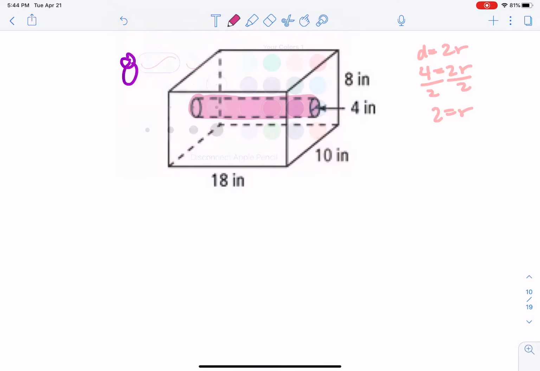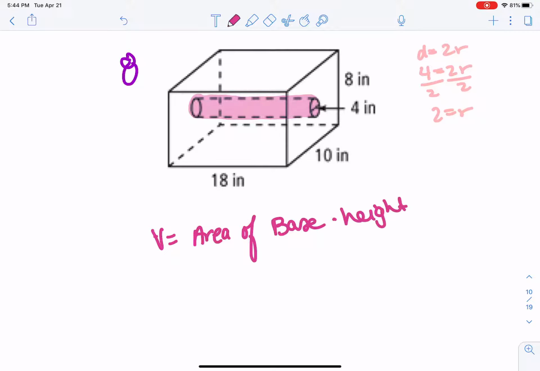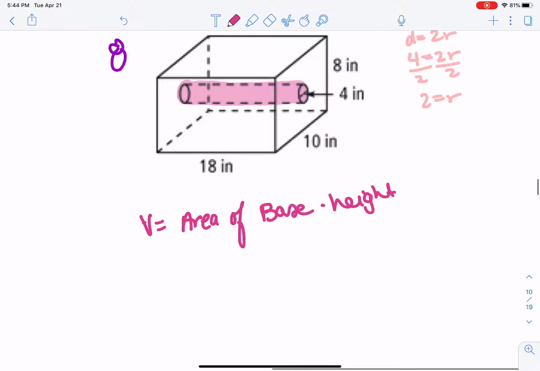Okay, so that pink one, again, the volume is the area of the base times the height. And that area of the base is a circle. Again, it's like a canned good, but it's on its side. The bases are the circles because they're parallel. So that would be pi r squared times the height.